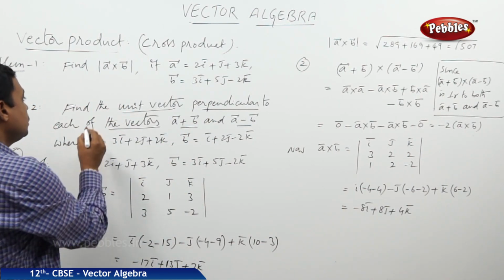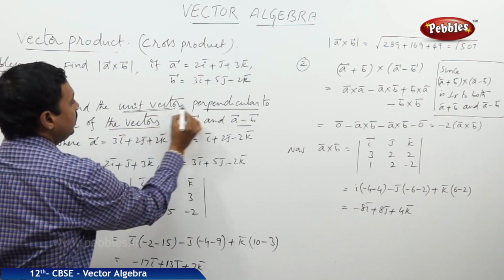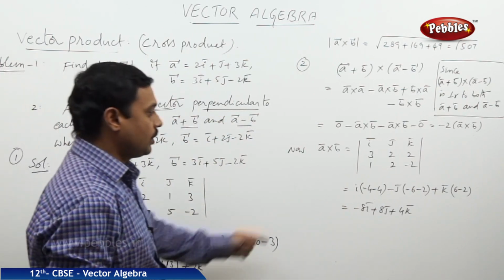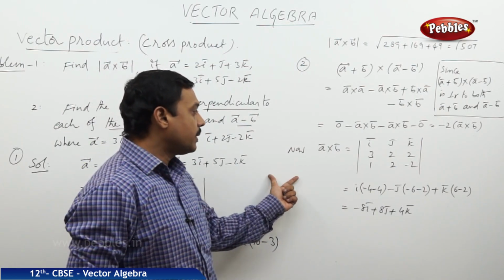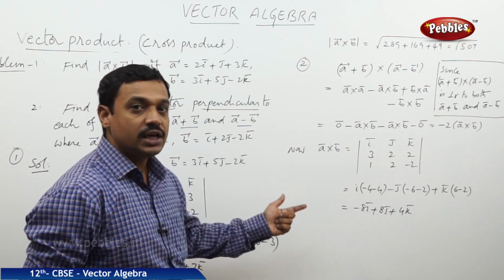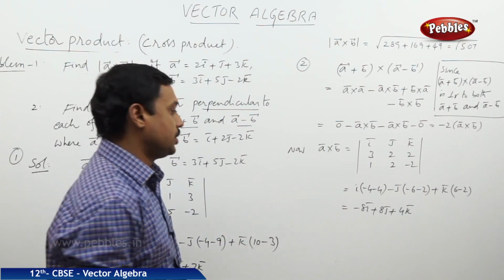But the question is, what? Find the unit vector perpendicular to them. So we have to make this vector into a unit vector. When does a vector become a unit vector? When that vector is divided by its magnitude.